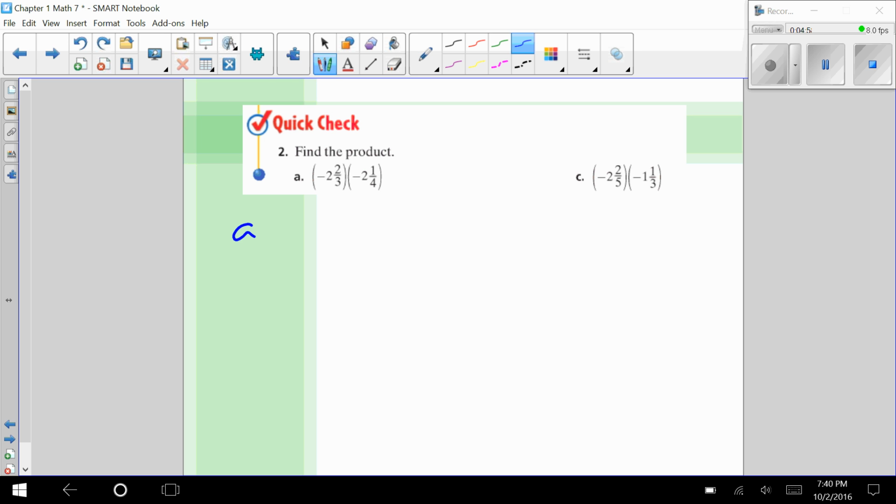So for letter A, we're going to change negative 2 2/3 to an improper fraction, which is negative 8/3, times negative 2 1/4, which becomes negative 9/4. And now we're going to multiply. The negative sign, you can either think of it as being at the top, the bottom, or right in the middle. It can kind of float around in your mind. I'm going to think of it as the top for this example.